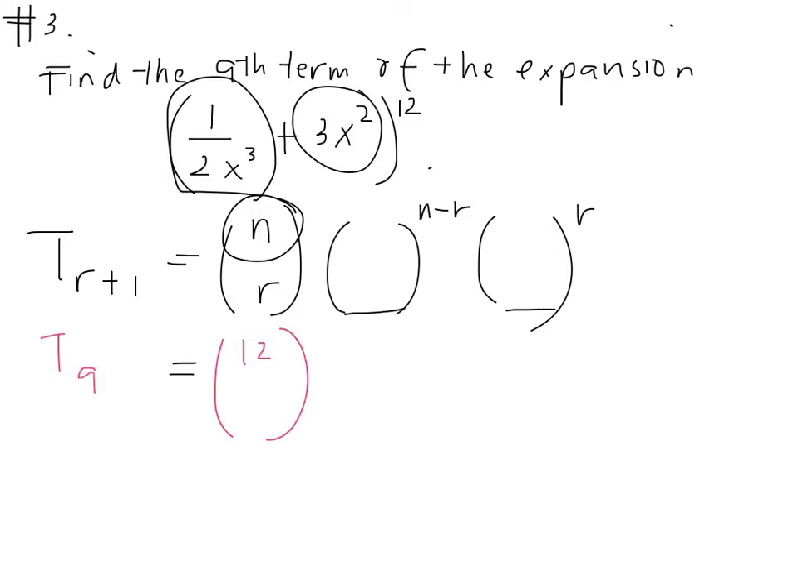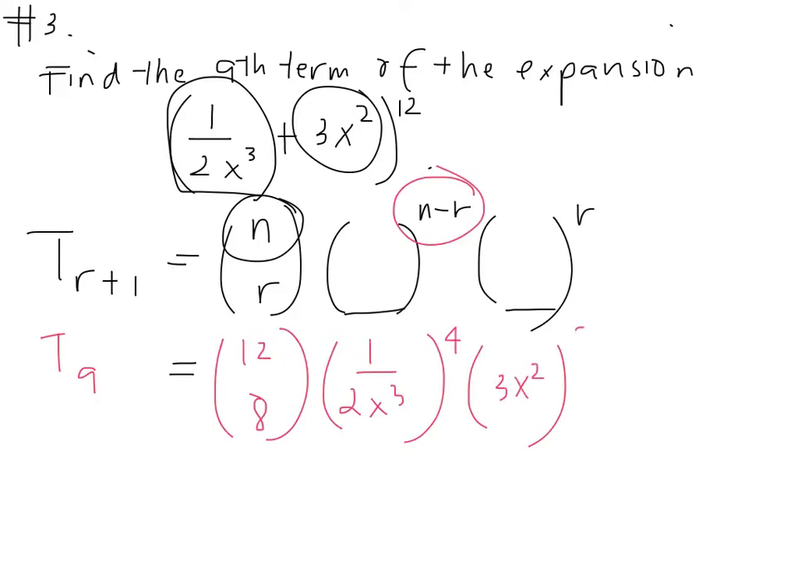The ninth term. So what is r if you're looking for t9? 8. It's always 1 less than the given term. And then the first term, 1 over 2x cubed, will be raised to the difference of n and r, which is 4. Then the second term, 3x squared, will be raised to the r, which is equal to 8. And after that, you just simplify it. So it's not really that difficult. This is easier than number 2.